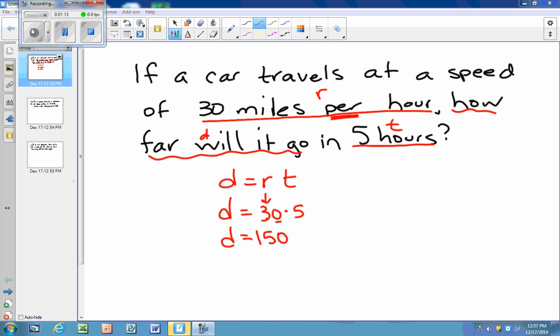If I'm asking how far it will go, I'm talking about distance. Let's think about those words we identified in class today. One of the words that identifies distance would be miles, and in this question, that is the unit that we're using to record the distance. So 150 miles.